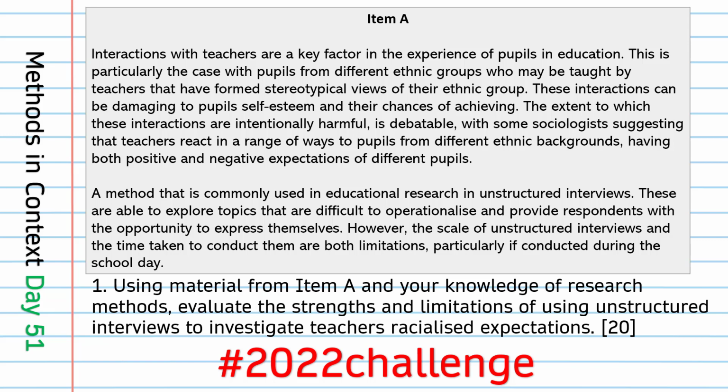The first paragraph in the methods in context always talks about the context, and it'll give you some clues that you may want to refer to when you're writing your essay. The second paragraph focuses on the method. A method that is commonly used in educational research is unstructured interviews. These are able to explore topics that are difficult to operationalize and provide respondents with the opportunity to express themselves.